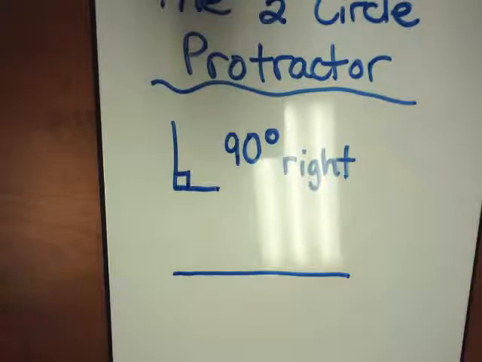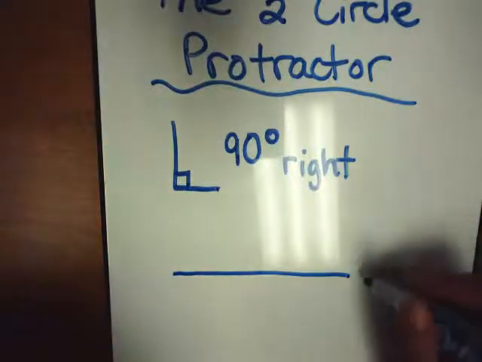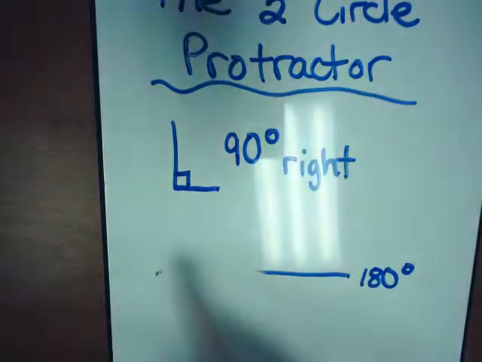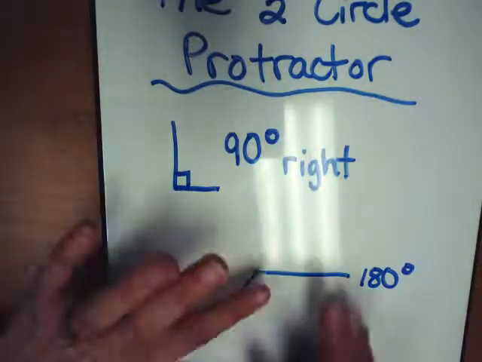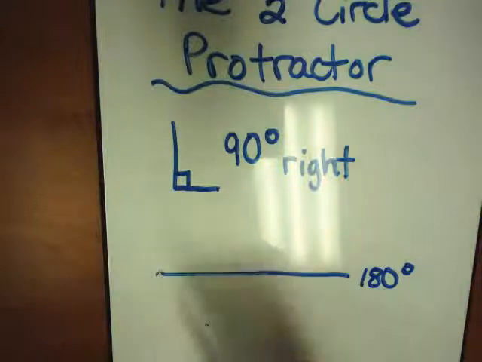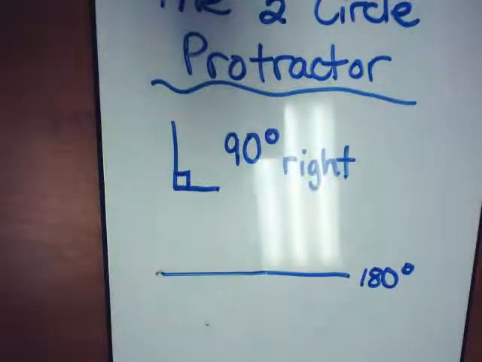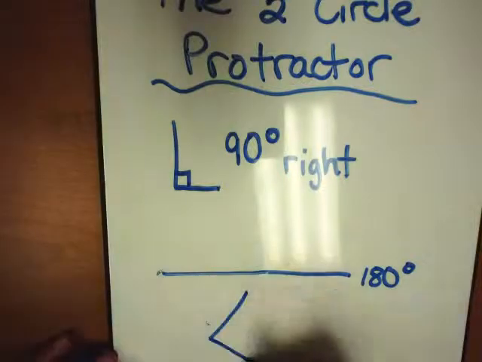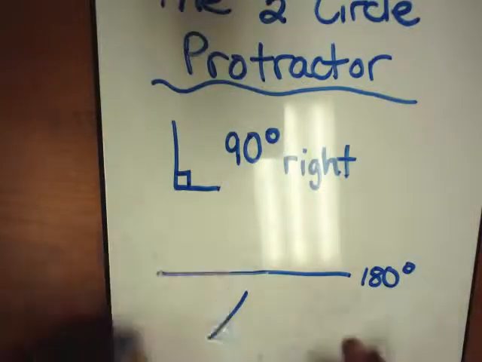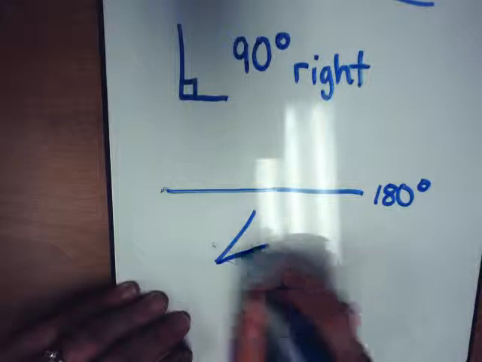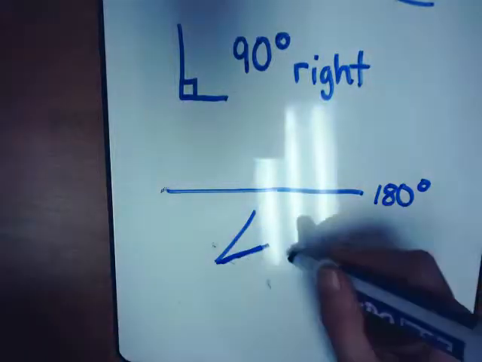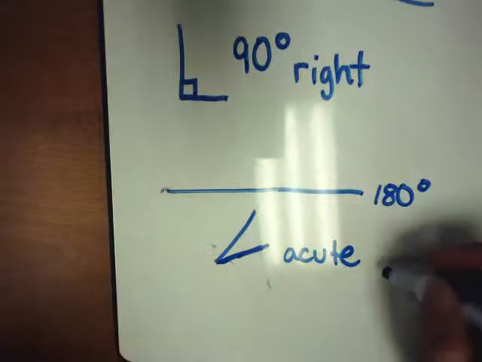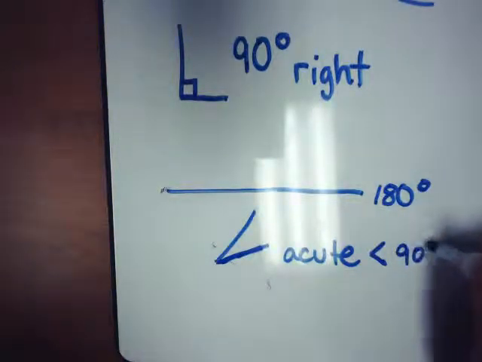How many degrees is a straight line, friends? That's right, this is 180 degrees. So I know if my angle is wider than that, then it has to be over 180 degrees. So I use those as frames of reference. When I think about an angle that is smaller or more narrow than a right angle, I've got an acute angle, right? A cute little angle that's going to be less than 90 degrees.